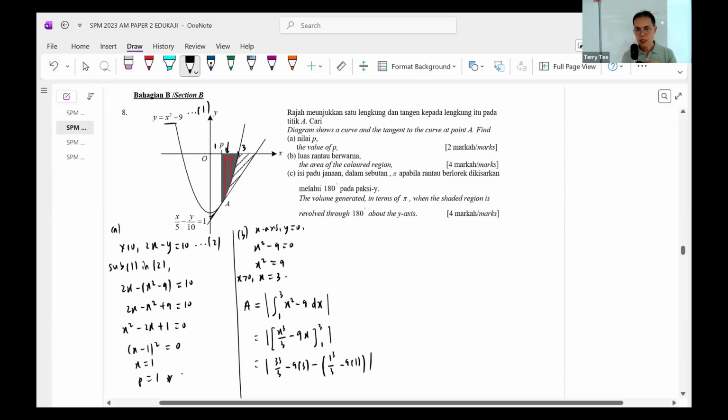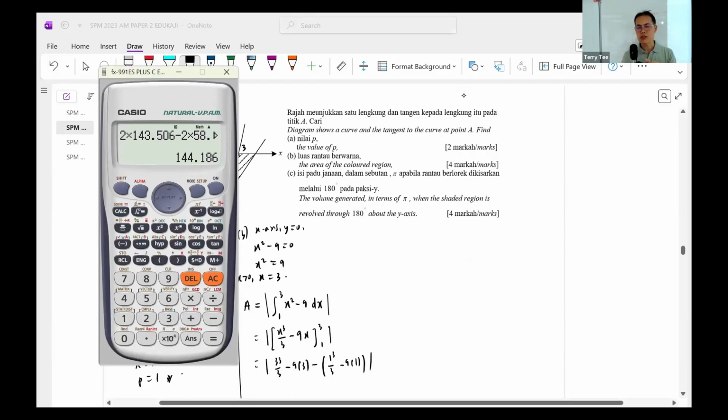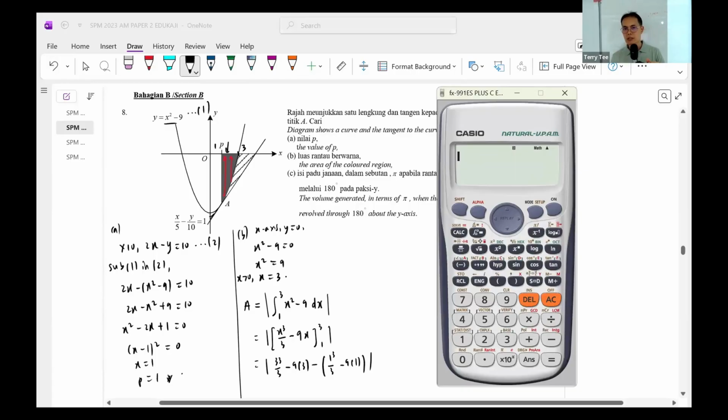Okay, let's count. Good news that your calculator can do it. I can show you both this calculator or the other calculator. If you're lazy, you can just integrate using this. Guys, this is your x. You square it, you minus 9. Lower limit 1, upper limit 3. Straight away get answer, negative 28 over 3.